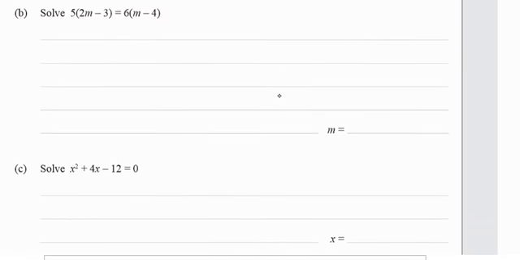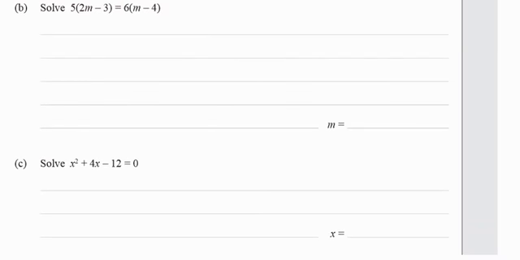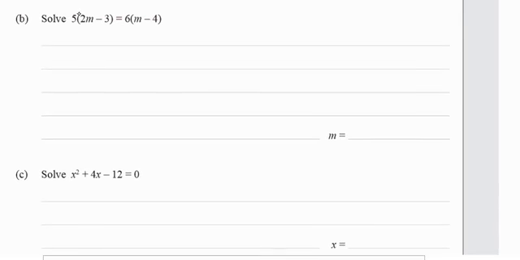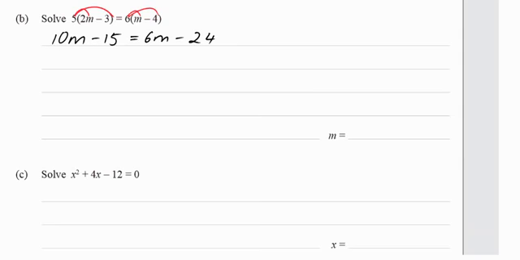Okay, our next question, question B. Before we get going here, we really want to expand our brackets, so we've got 5 times 2m, which is 10m, 5 times negative 3, which is going to be negative 15, and then we've got our equal sign, 6 times m, which will give us 6m, and then 6 times negative 4, which will give us negative 24. Okay, now because we're solving this for m, we want to get our m's all on one side, so effectively I want to bring that 6m over to the other side.